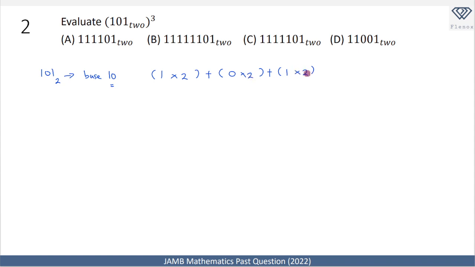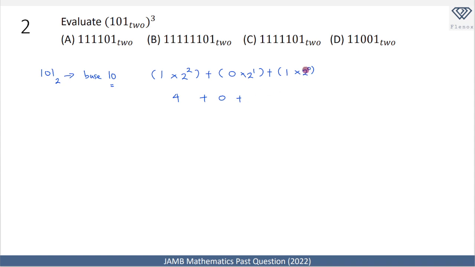Now we're going to raise the base 2 to exponents of 0, 1 and 2, increasing from the right. So from the right we have 2 raised to the power of 0, here we have 2 to the power of 1, and here we have 2 to the power of 2. Now we know that 2 to the power of 2 is what? 4. And what is 1 times 4? So this becomes 4 plus. Now we know that 2 to the power of 1 is 2, but what is 0 times 2? That would be 0. Then plus, we have 2 to the power of 0.